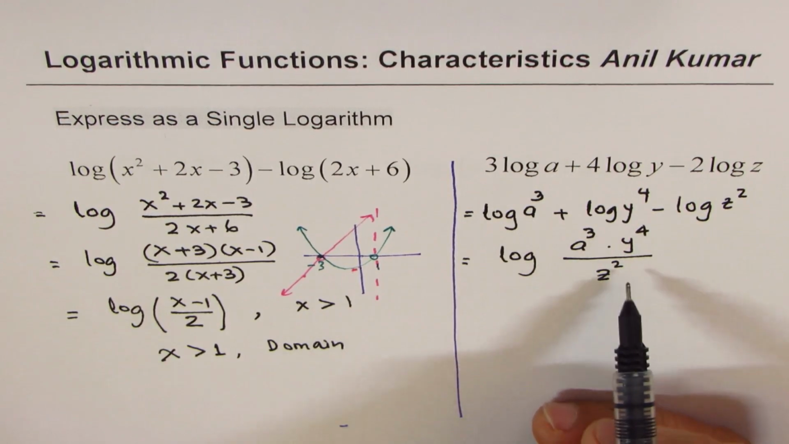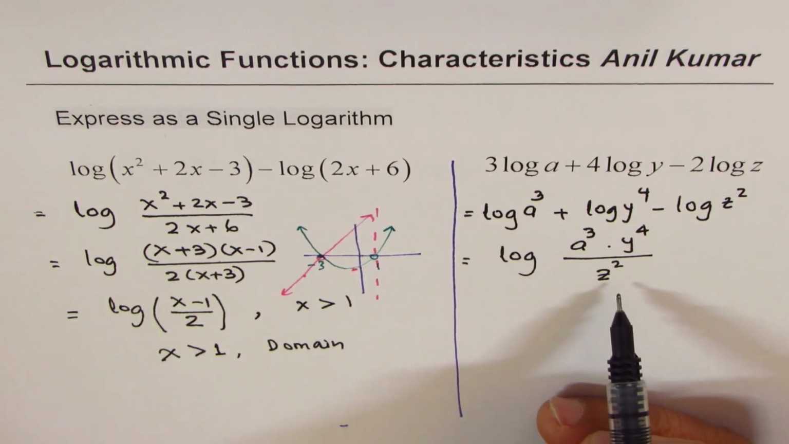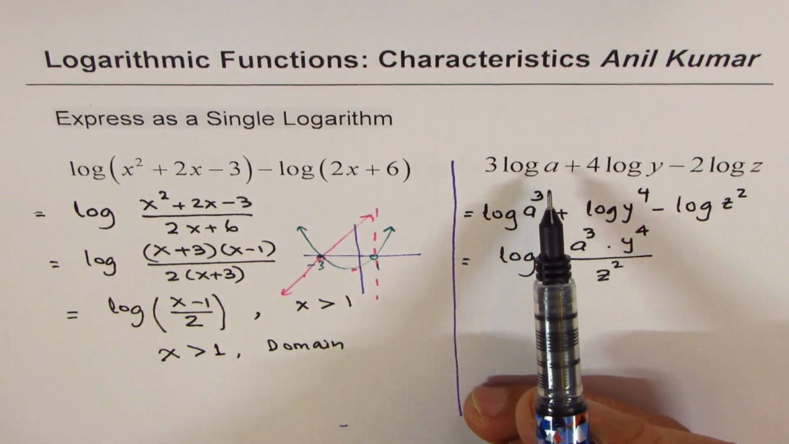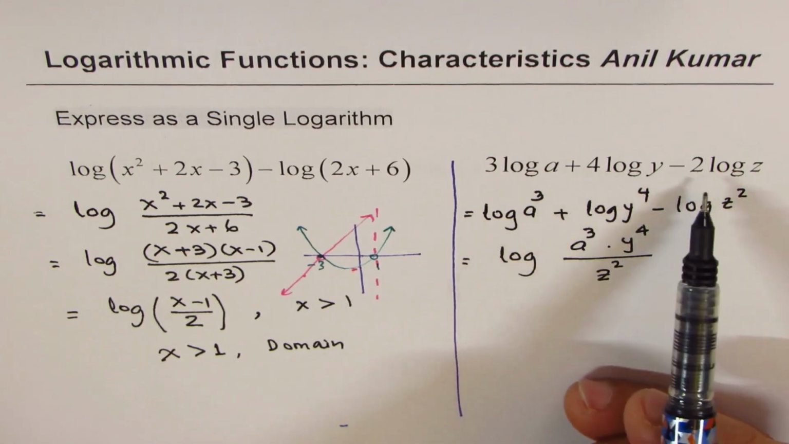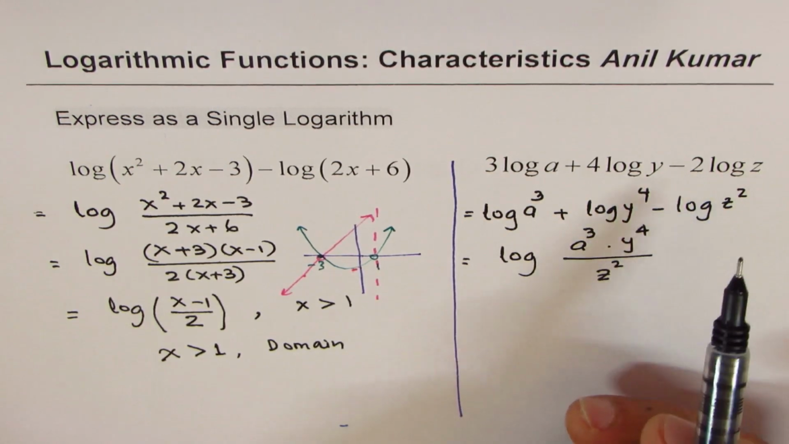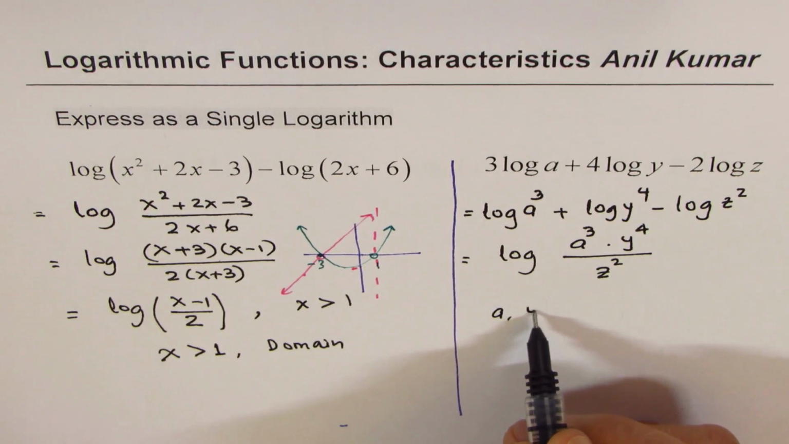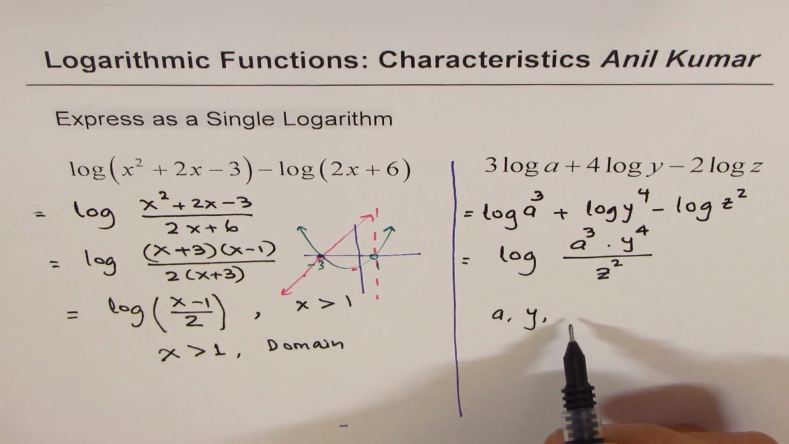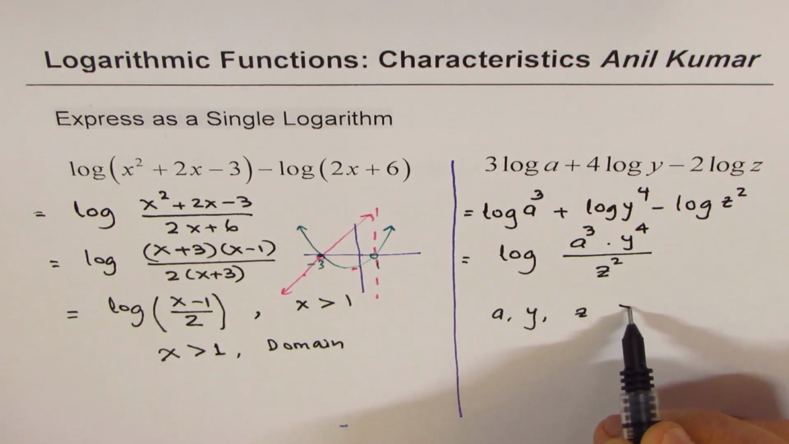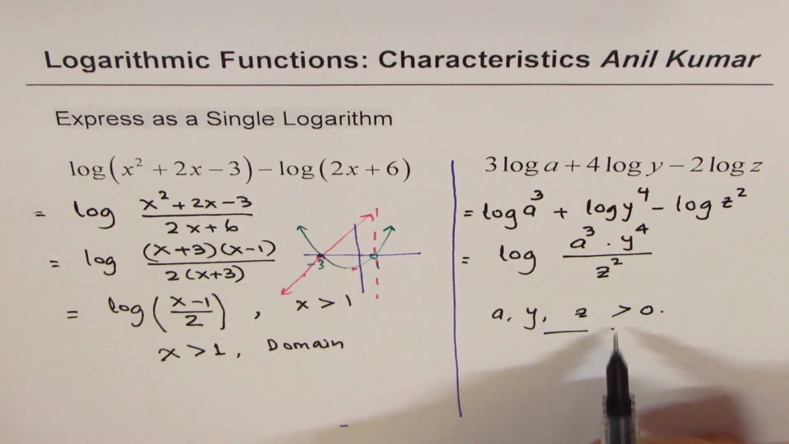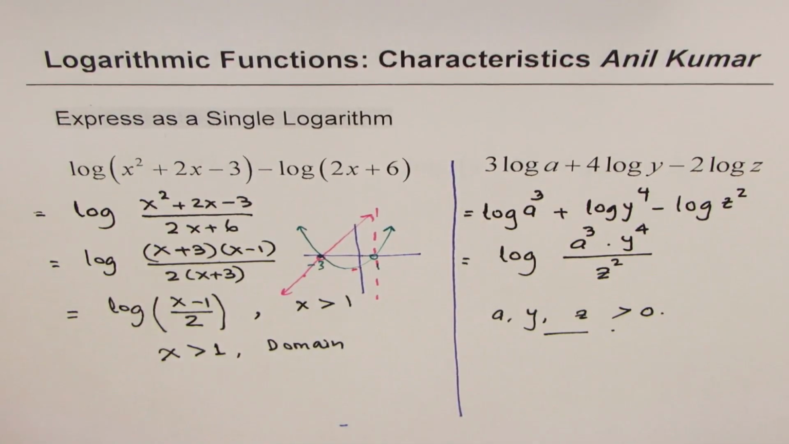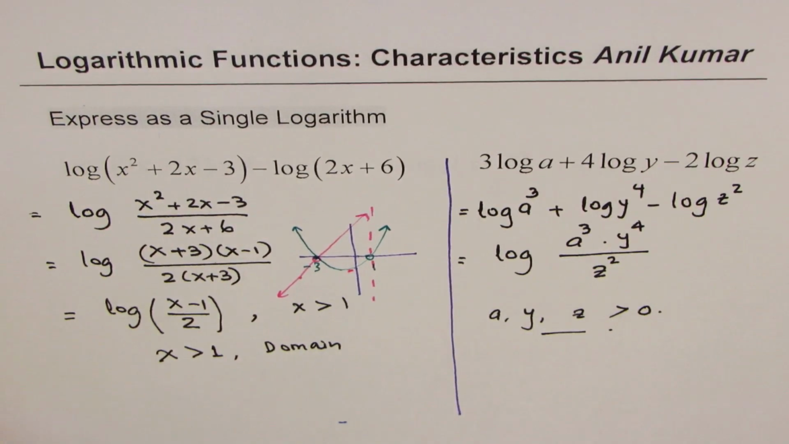So that is how you have to work on these functions, correct? And of course, the values of a, y, and z should all be greater than 0, right? So in this case, a, y, and z should all be greater than 0. That becomes the restriction. I hope it is very clear how to write expressions as single logs. Now let's go to the next example.